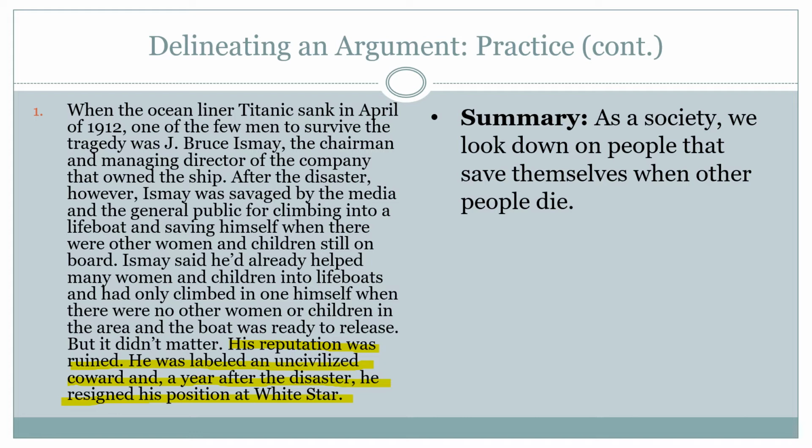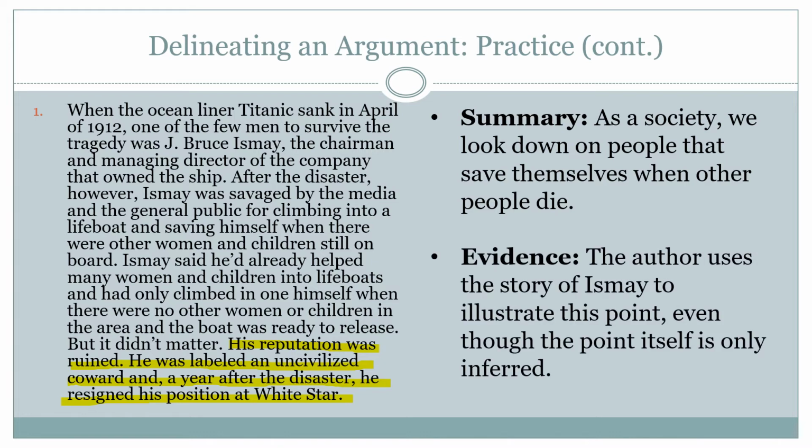What the author is trying to get across to us is this idea: as a society, we look down on people that save themselves when other people die. The story of J. Bruce Ismay is evidence that he uses to make this point. Okay, don't get confused. The story is just evidence. We have to infer, we have to see what he is saying without saying it, for our ideas for the summary here.